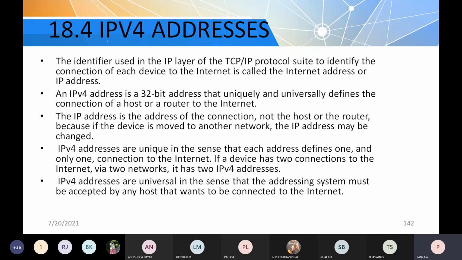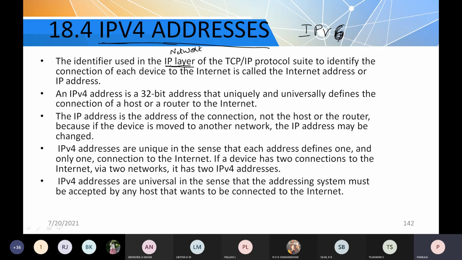Okay, so let me just move on to IPv4 addresses. We have two types of IP addresses. The latest version is IPv6. We'll discuss IPv6 later, so we'll just focus on IPv4. Here V4 indicates version 4. So the identifiers used in the IP layer. See, what is the IP layer? Can somebody tell what the IP layer is? It is nothing but the network layer. Okay, IP addresses are represented at the network layer.